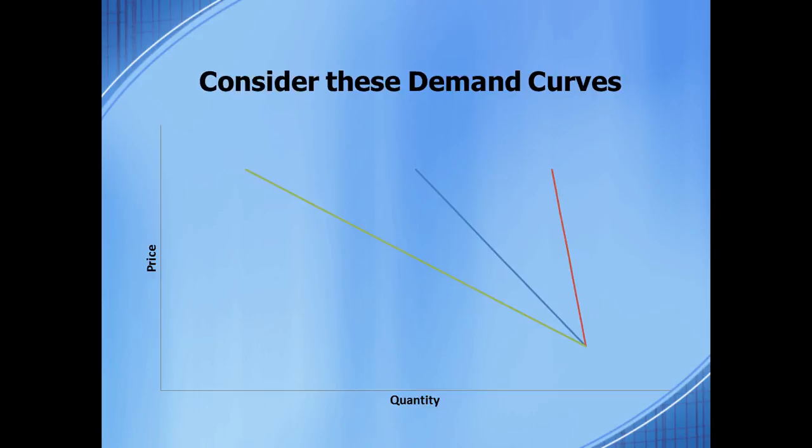If we look at these three demand curves for three different products, they all have very similar characteristics. The price increases and the demand falls. If we look first at the green or yellow curve, we can see that as the price increases, the quantity demanded falls at a fairly quick rate.